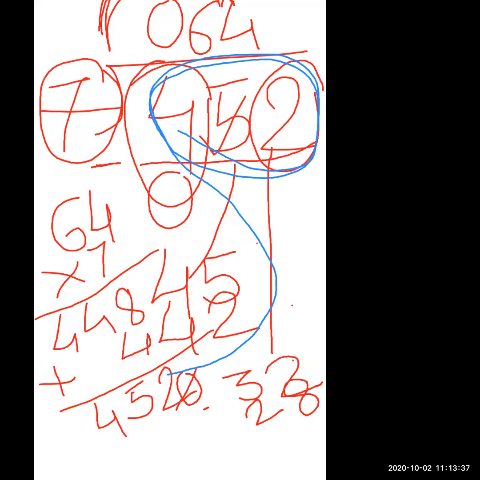64 into 7, 448, and plus you want to add the remainder. So that total and your dividend number both same. Both should be the same. That means your answer is correct.